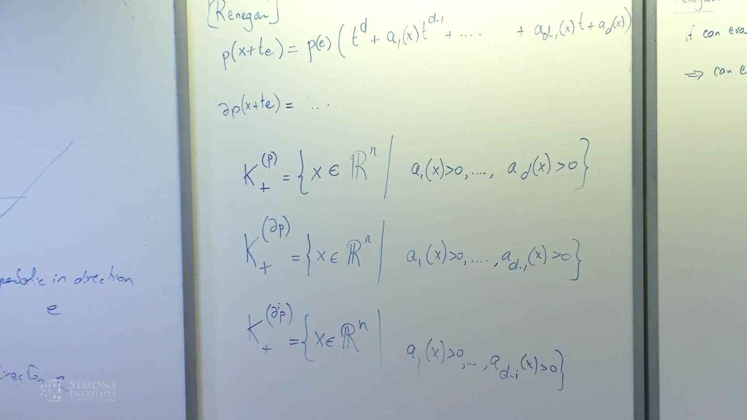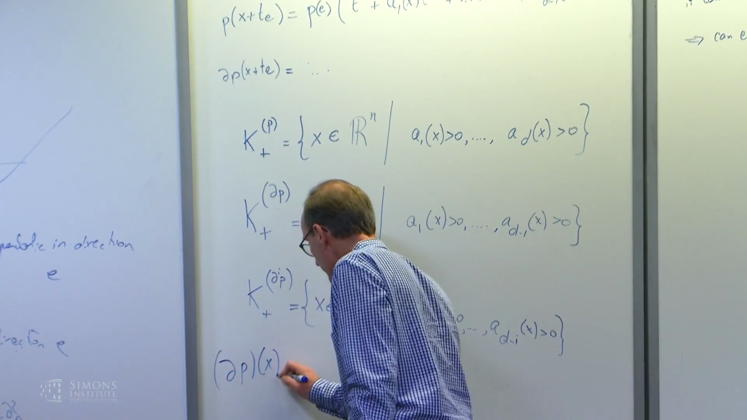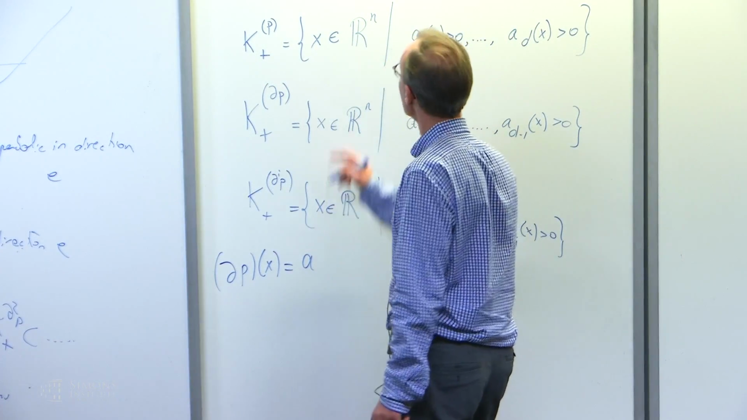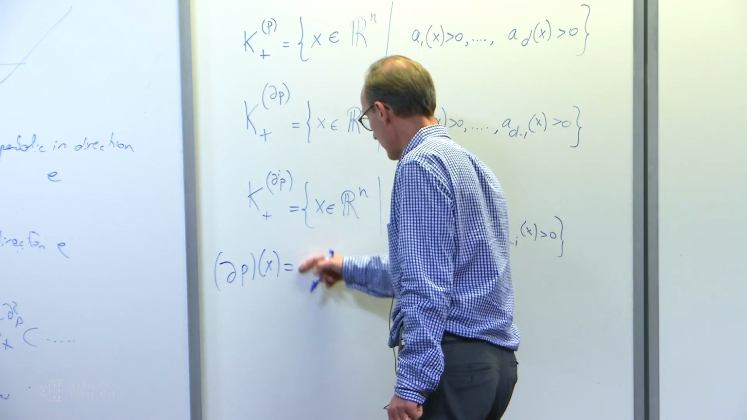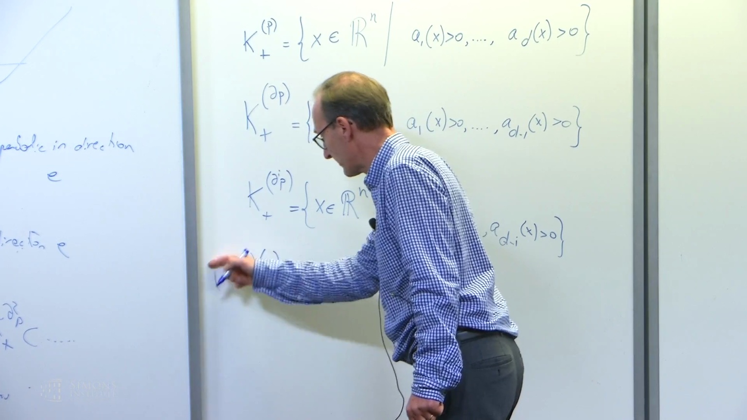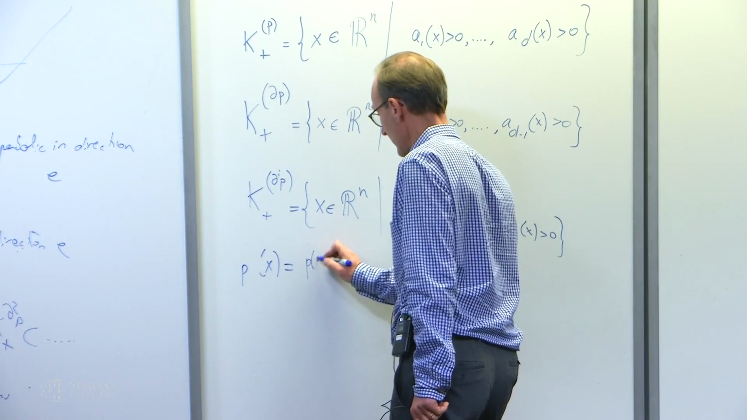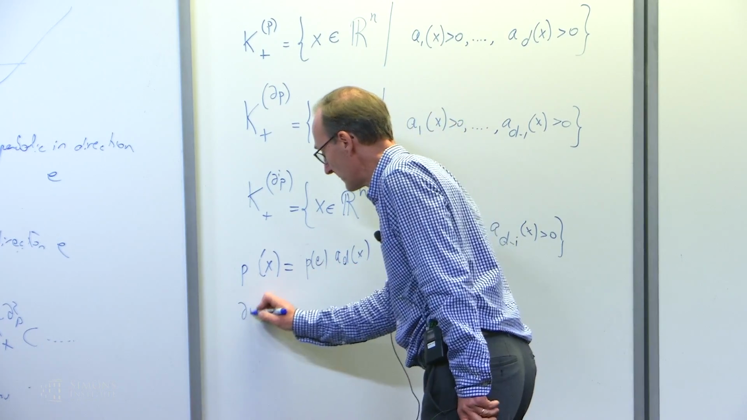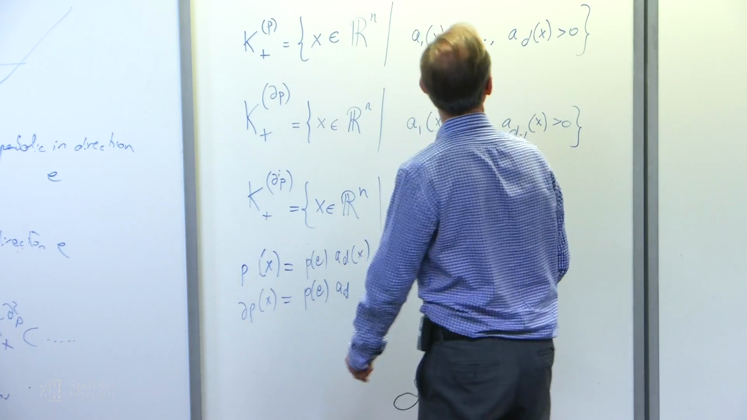Right, so it's true that del p of x is indeed going to be A D minus 1 of x times P of E. So if you like, P of x is just P of E times A D of x. Del P of x is going to be P of E times A D minus 1 of x.